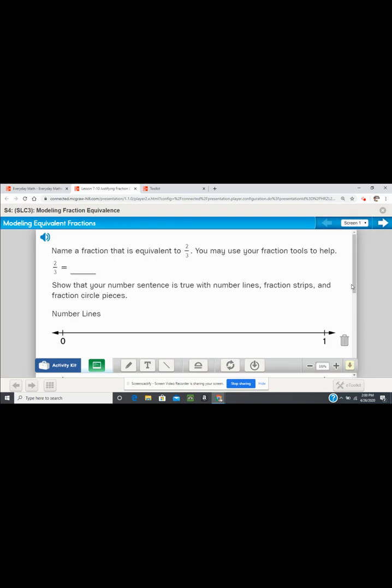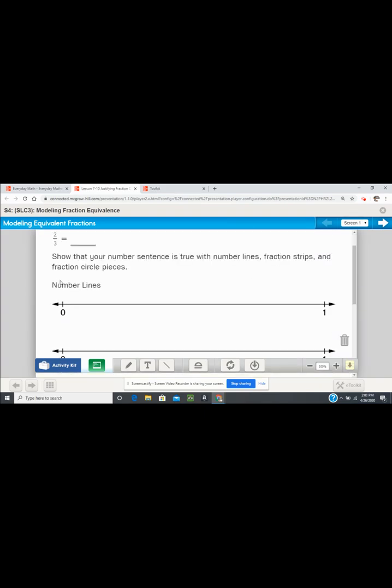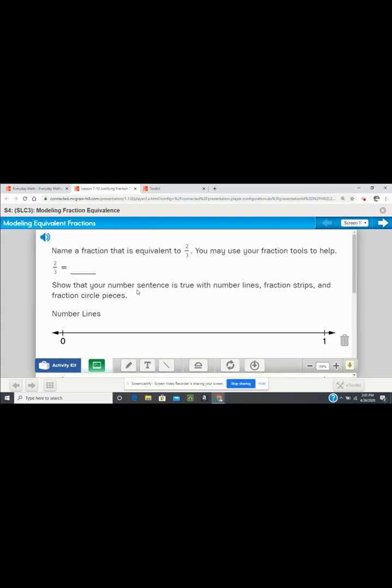All right, so it says name a fraction that is equivalent to 2/3. You may use your fraction tools to help you. 2/3 is equal to, well, we don't know yet. Show that number on the number line to make sure that it is true. Or you can do fraction strips and fraction circle pieces. We're going to do all three today. So first off, let's look at the number line that we have here.